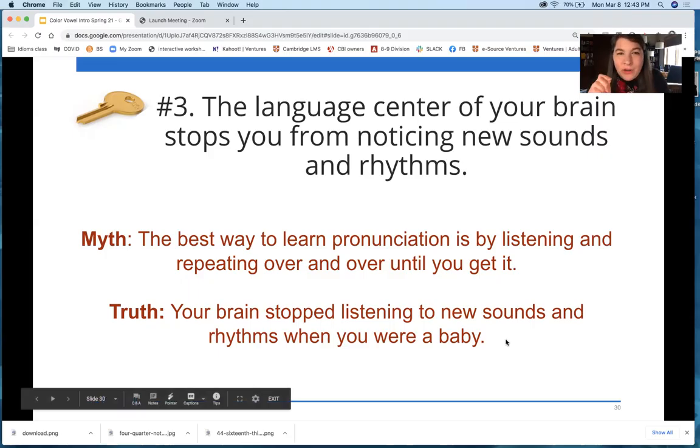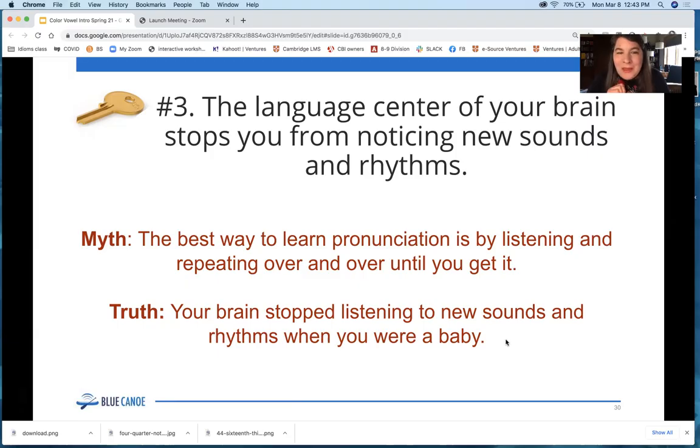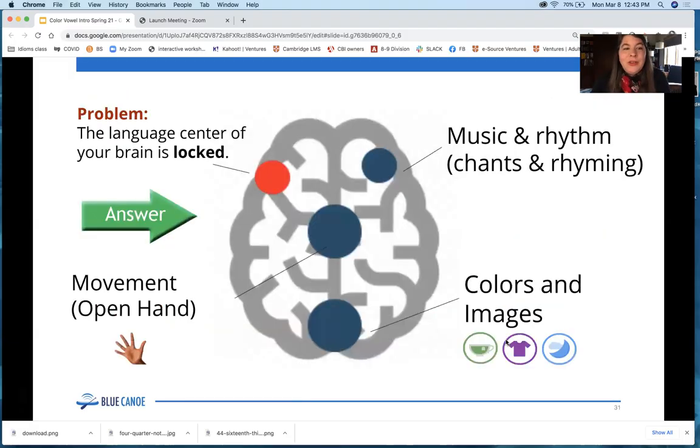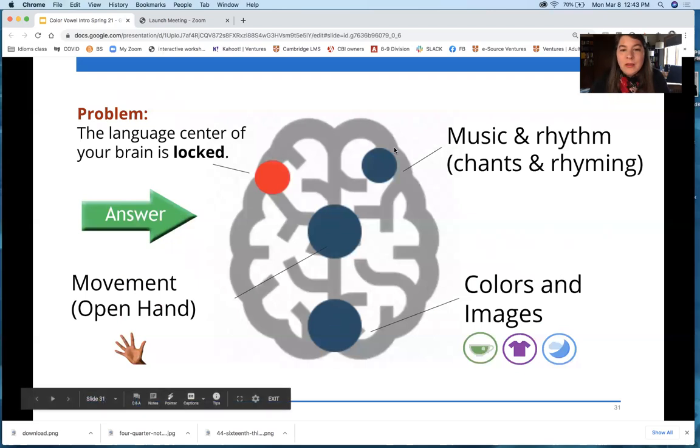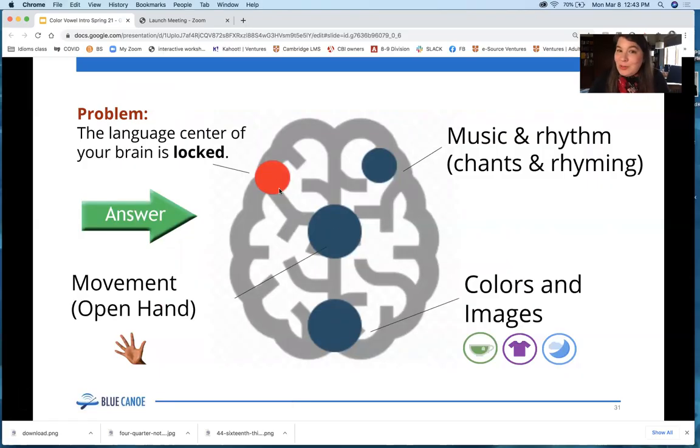So listen harder does not work. Maybe your teachers before said, just try harder, keep repeating it. It doesn't work. Your brain is saying, nope, not my language. But there's good news, okay? Here's the language part. The answer is with color vowels. This is the movement section of your brain. This is music and rhythm. This is images. The Color Vowel system uses these three centers in your brain to make new pathways to the language part of your brain.